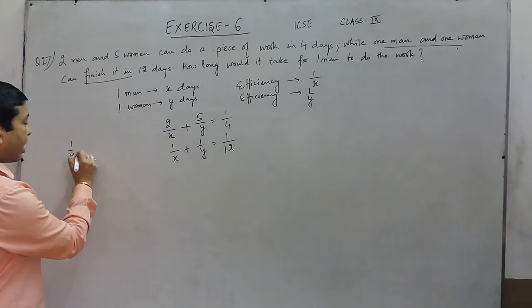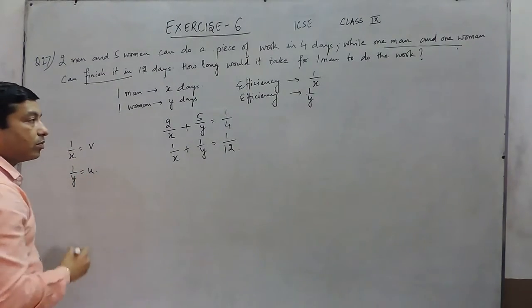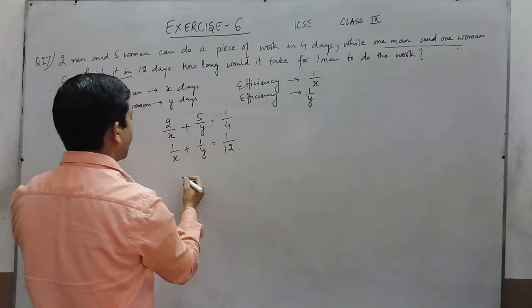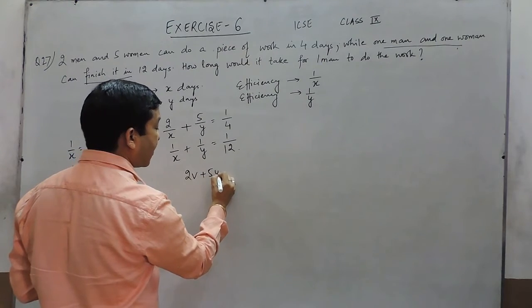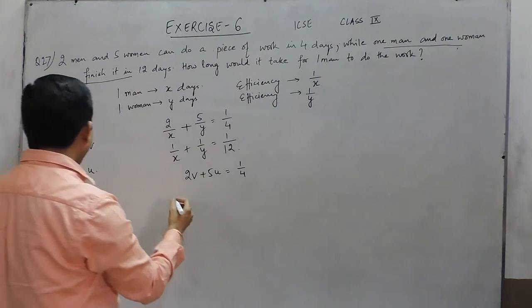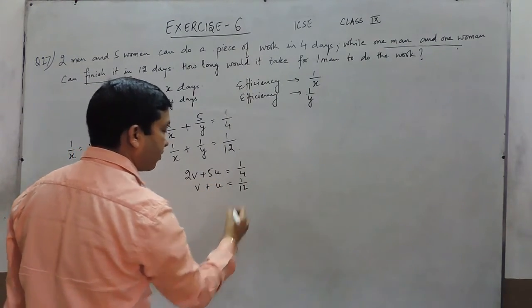Here we can take 1 upon X as V and 1 upon Y as U. So, when we put the value of 1 upon X as V and 1 upon Y as U, the first equation becomes 2V plus 5U is equal to 1 upon 4. And the second equation becomes V plus U is equal to 1 upon 12.